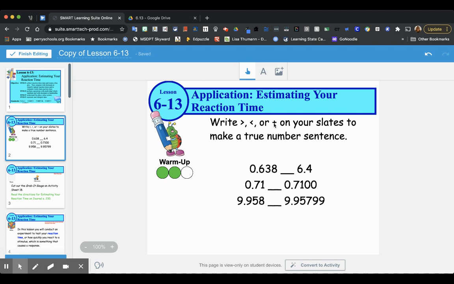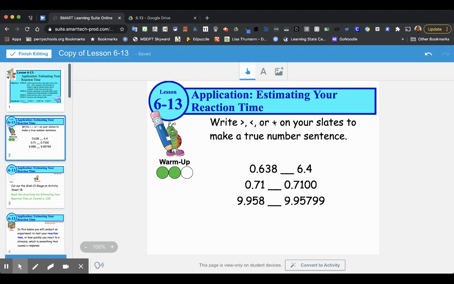I think this should probably be an equal sign on your slate or your paper to make a true number sentence. So we have 638 thousandths versus 6 and 4/10. Is it greater than, less than, or equal? Then we have 71 hundredths versus 0.7100. I'm sorry, I'm messing up. Is that greater than, less than, or equal?